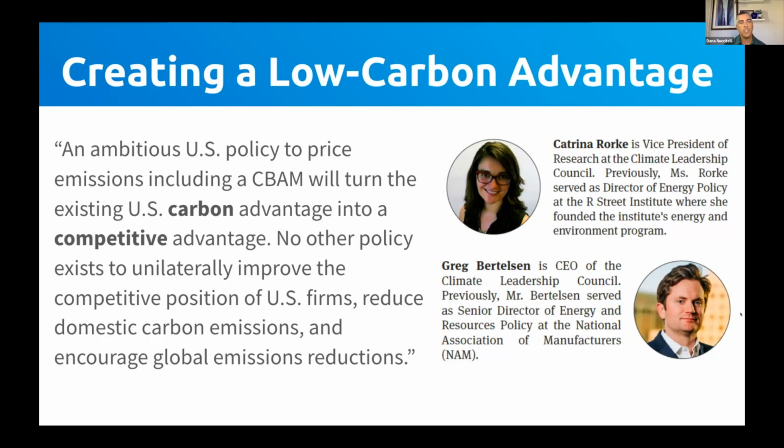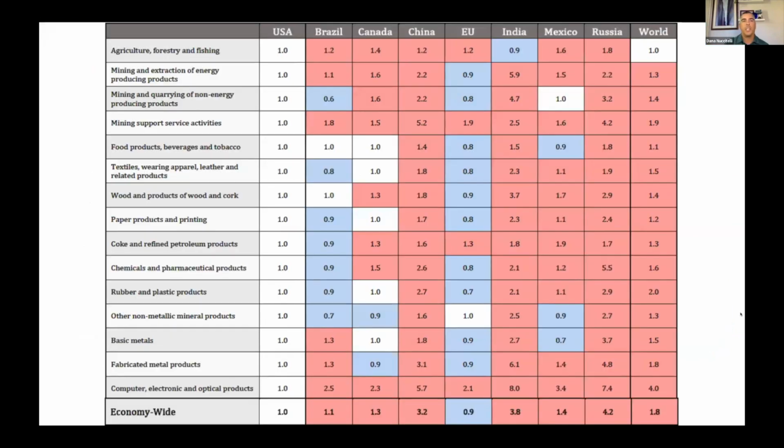No other policy exists to unilaterally improve the competitive position of US firms, reduce domestic emissions, and encourage global emissions reductions. So this is a nice chart from the report. Across the top, there's a list of countries. Across the left side is a list of different industries. And so if the box is in red, that means that industry from that country is higher carbon. If the number is greater than 1 and in red, that industry from that country is higher carbon than the US equivalent. If it's blue, it's lower carbon. If it's white and says 1, then it's equal carbon.